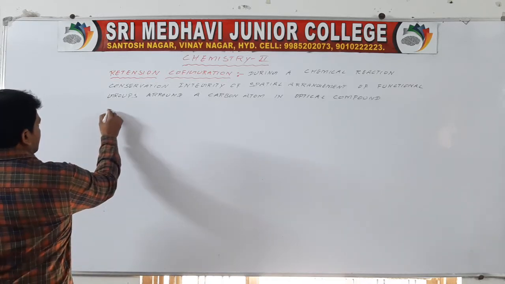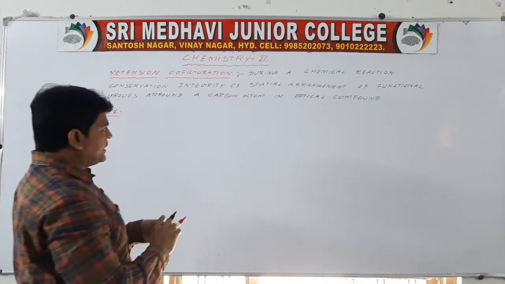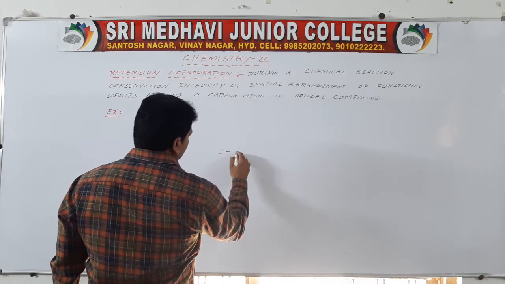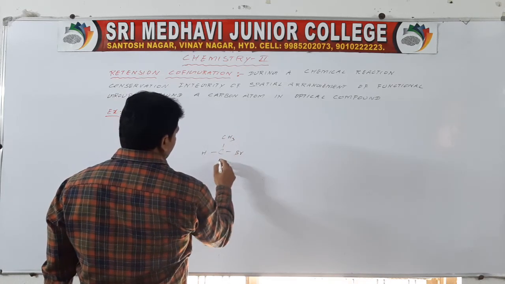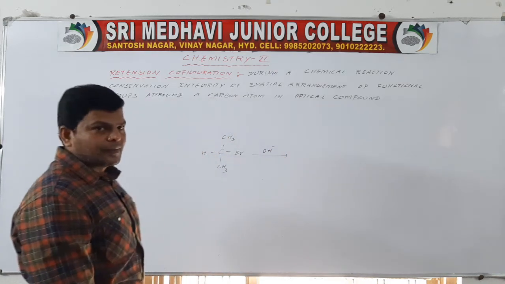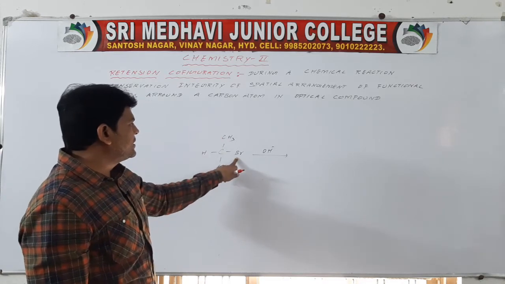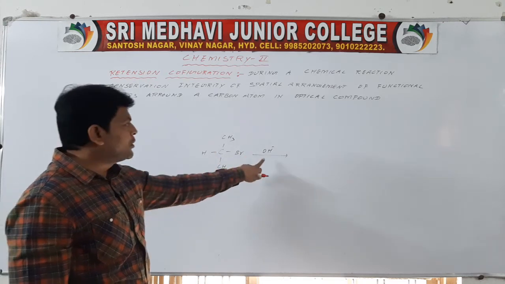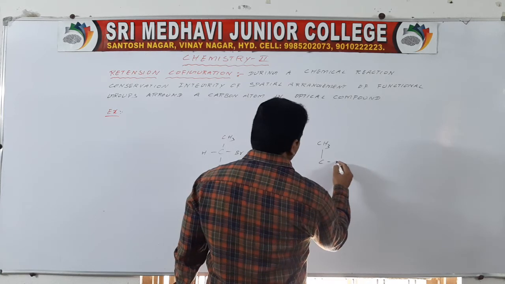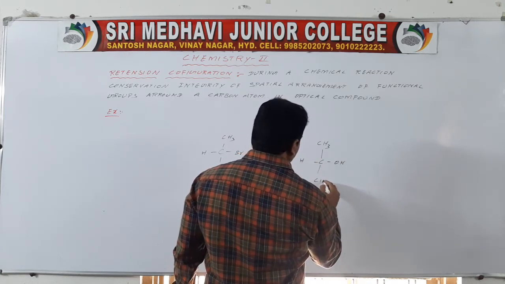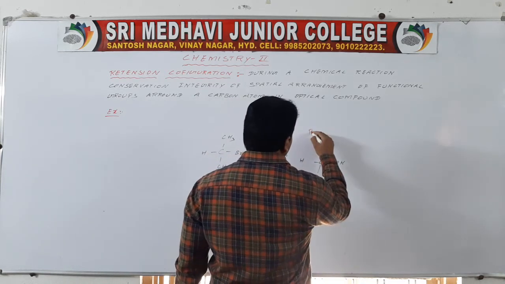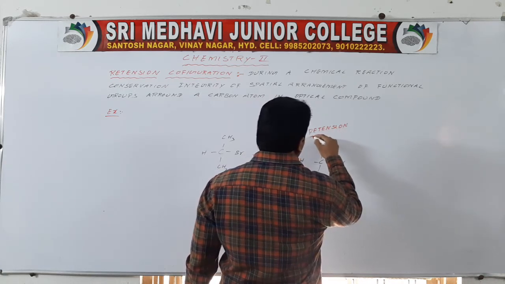For example, here I am taking C with Br, H, CH3 like this molecule. If a nucleophile is added to this, OH minus replaces Br minus at the same position. So here CH3, here OH, here H, and here CH3. It is a retention configuration.